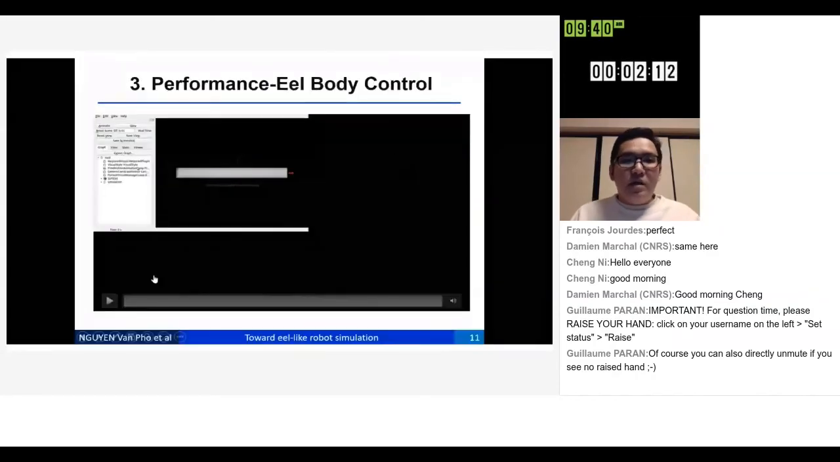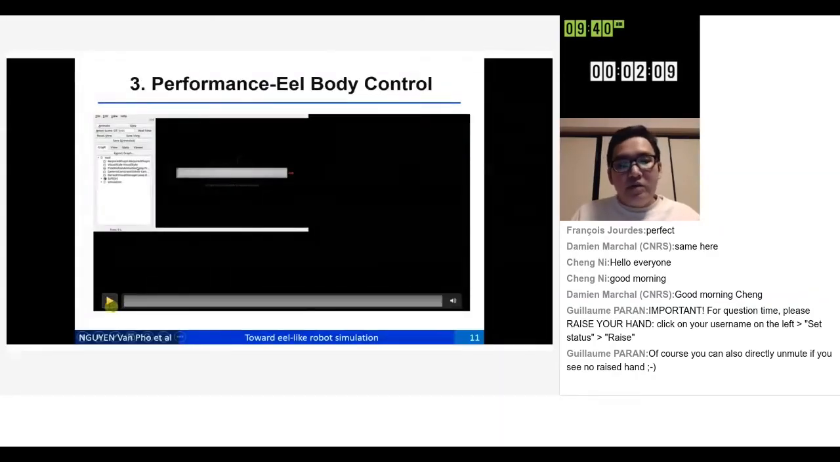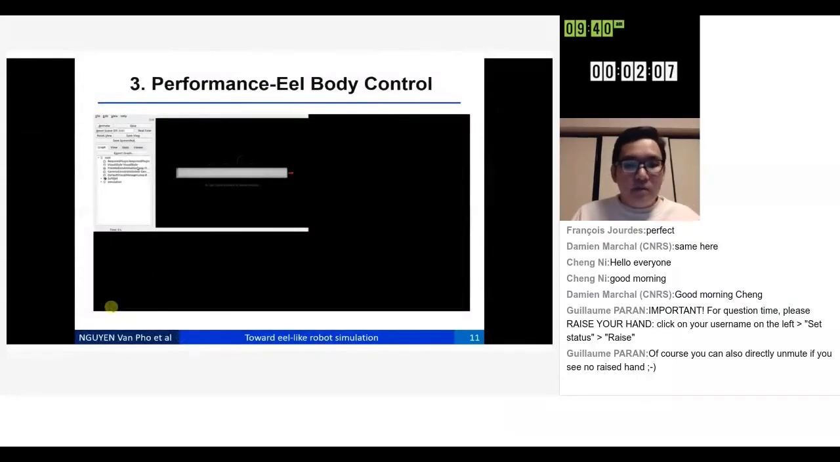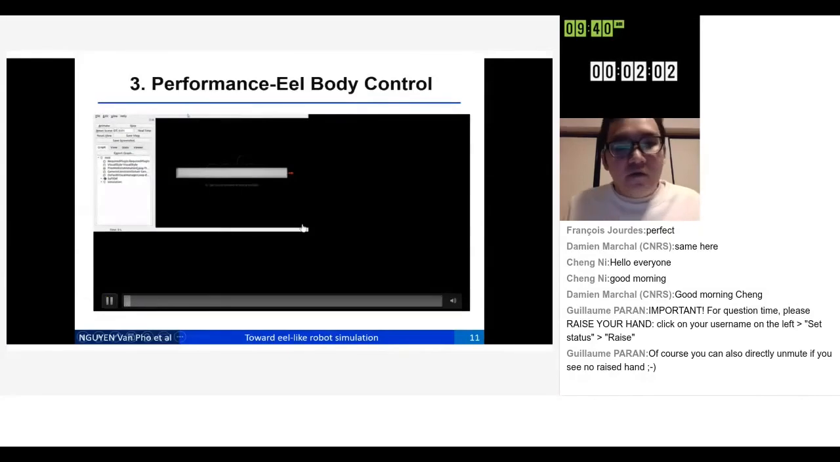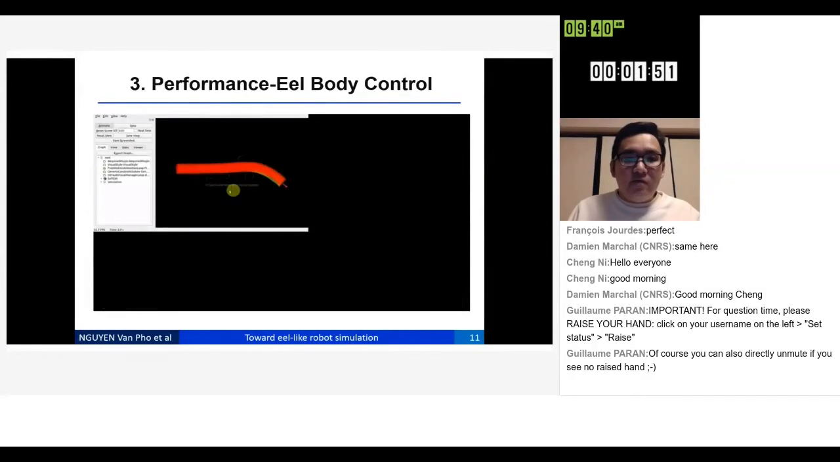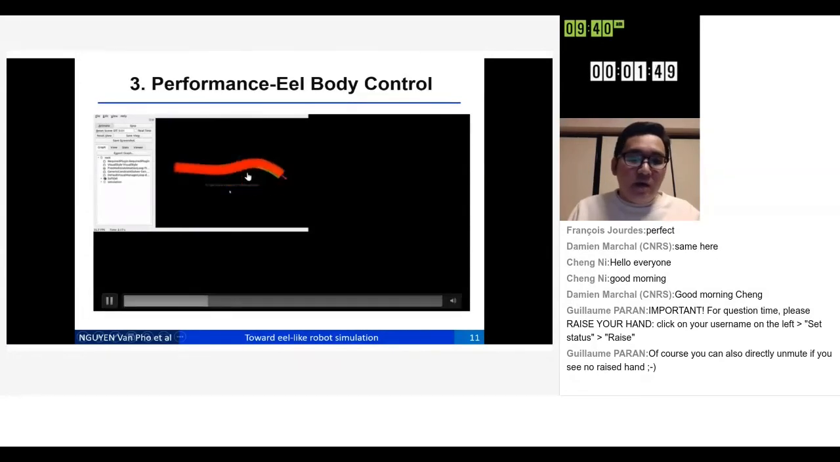And this is a preliminary result of the simulation. For the first trial test, we use a swimmer with the same dimension as the eel-like robot for simulation. Here the eel can swim in the water, and the gradient color shows the water force field acting on the eel body.